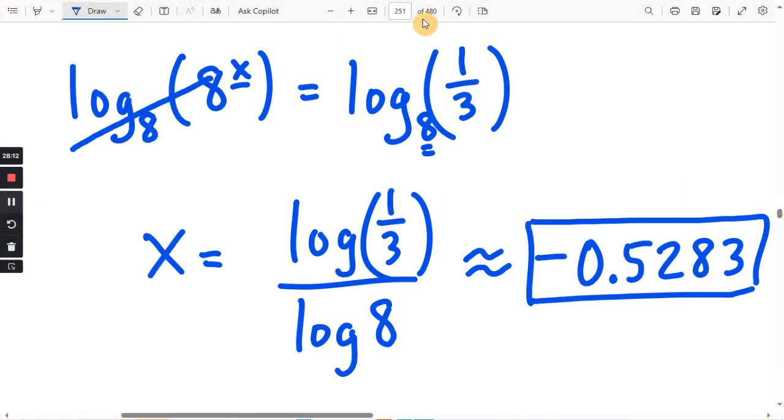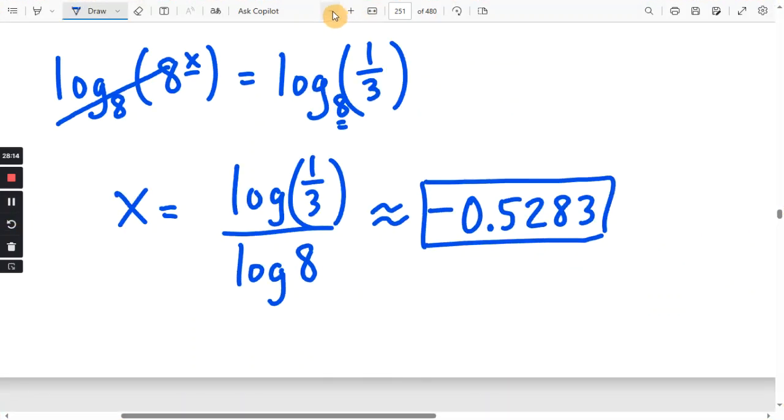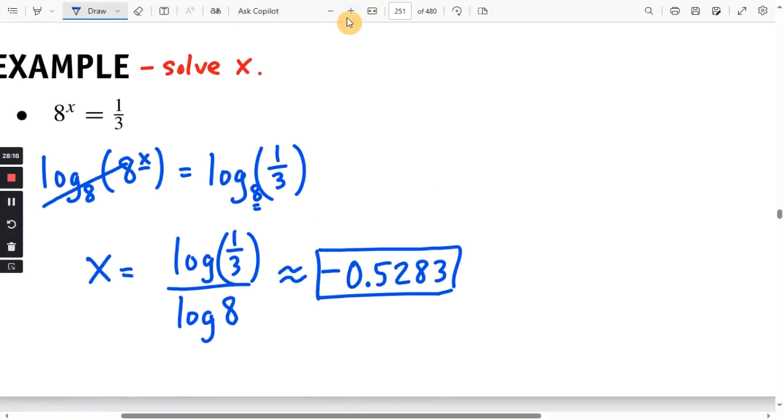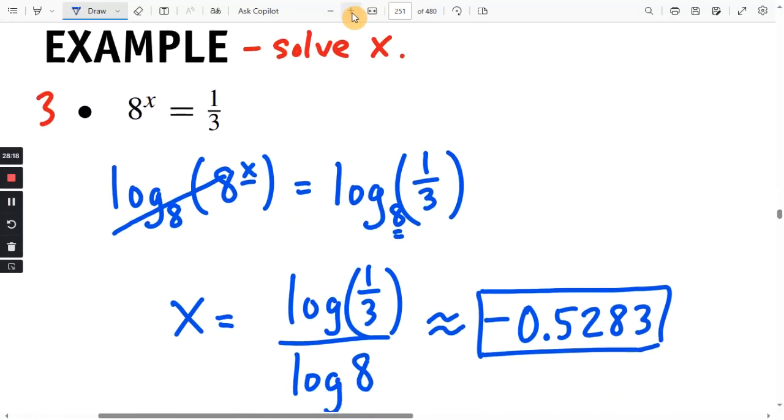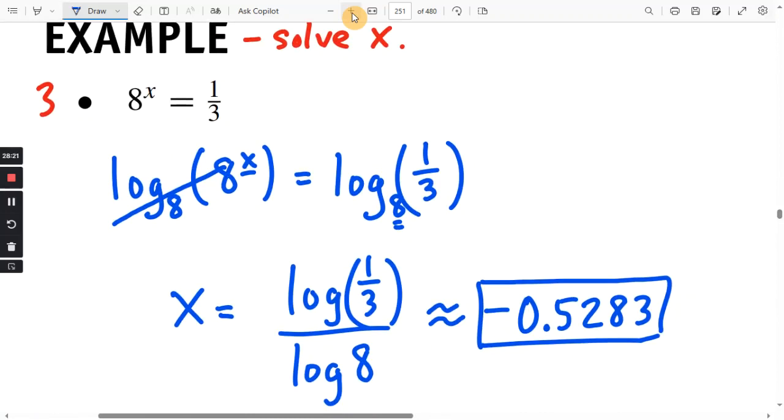Negative 0.5283. All right, so that's it. And like I said, you can use ln or natural log instead of log base 10. It's going to be the same thing.